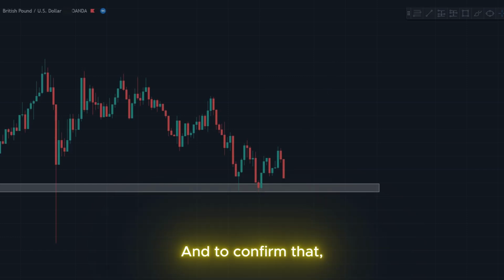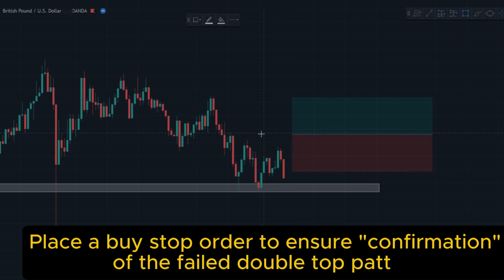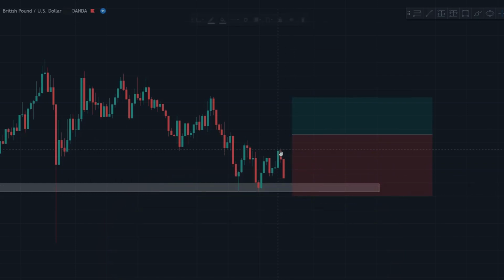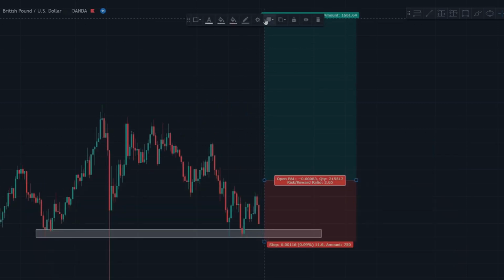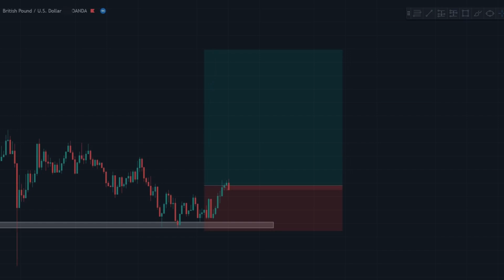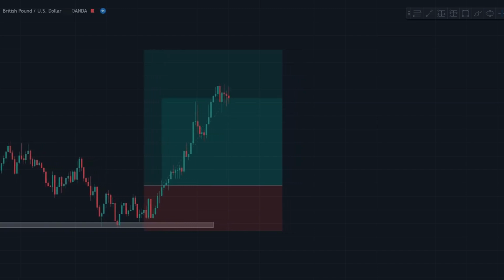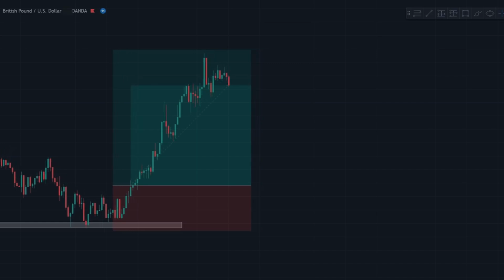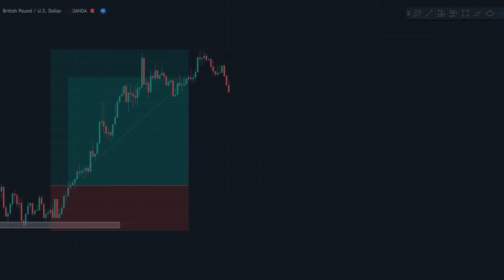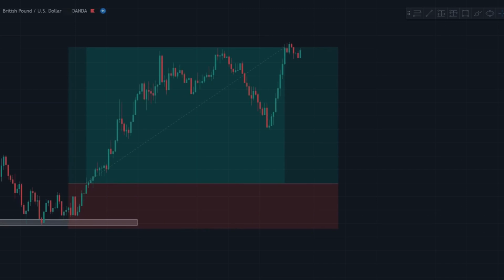And to confirm that, we will place a buy stop order above this price zone, above these two tops. Stop loss below here. Target with a risk to reward ratio of 1 to 3. And this trade has hit our target.